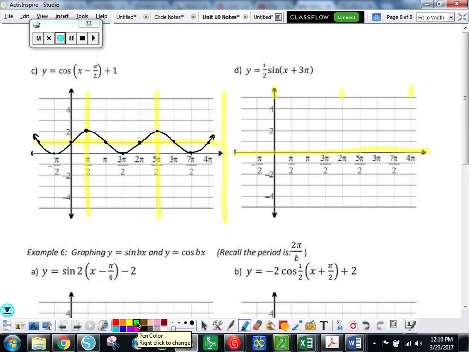At negative pi, which is almost on the grid, we can put it on. And then the one that used to be at 4 pi is now where? Try again. At pi. And then confirm, this says the period is 2 pi. Is that 2 pi between those two green lines?